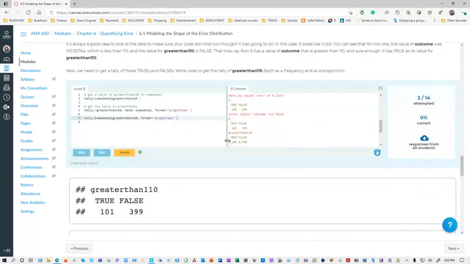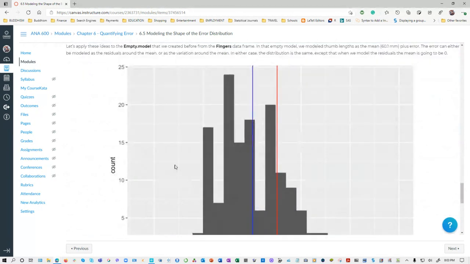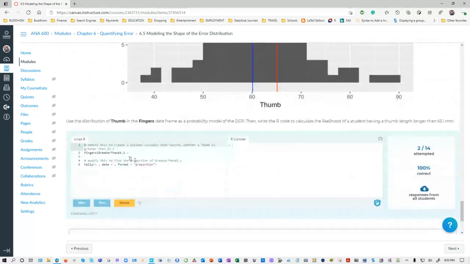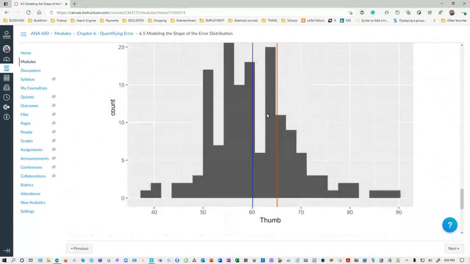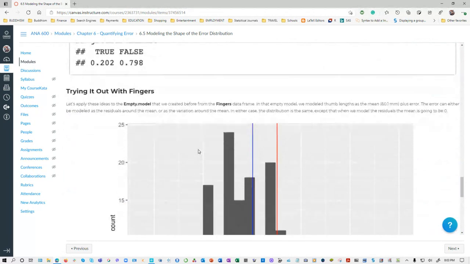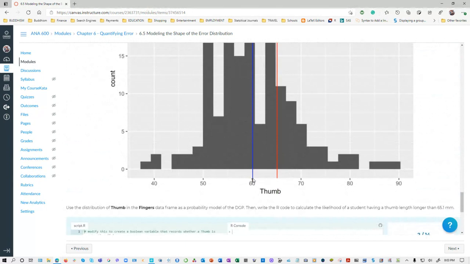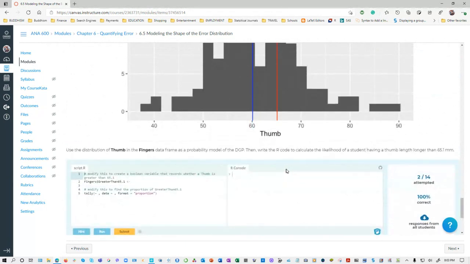500, that would give you this proportion. See, that's the probability. They were trying to use the same idea here. So this is some kind of a distribution. You have the mean at that point, and then you're going to look into a certain value.